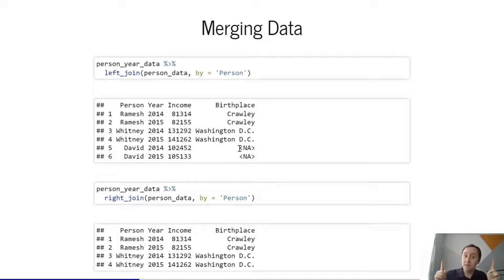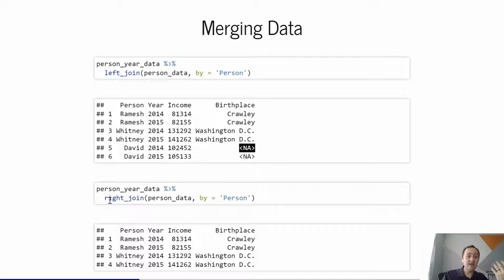So it's like, okay, well, we're missing a match. What do I do with a non-match? Well, this is a left join, which means that if a value is in the left data set, the first one I give it, then it stays in even if it doesn't find a match. But if it's in the right data set, it doesn't. So David is in the left data set. He's in the person year data. So he stays in even though he doesn't find a match. And so we just fill in a missing value for the birthplace because we don't have it.